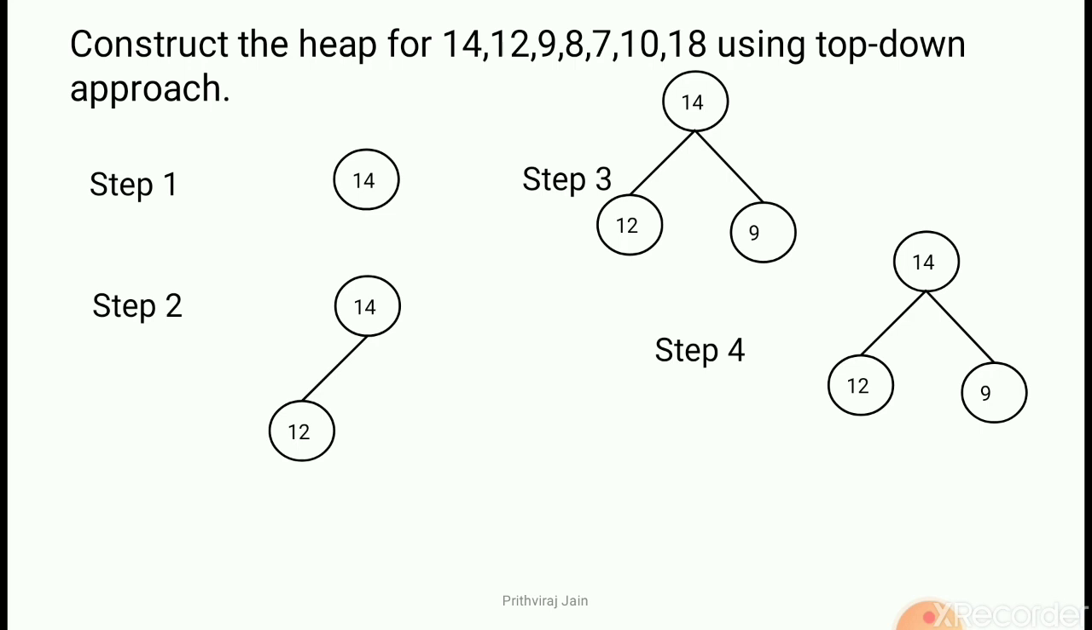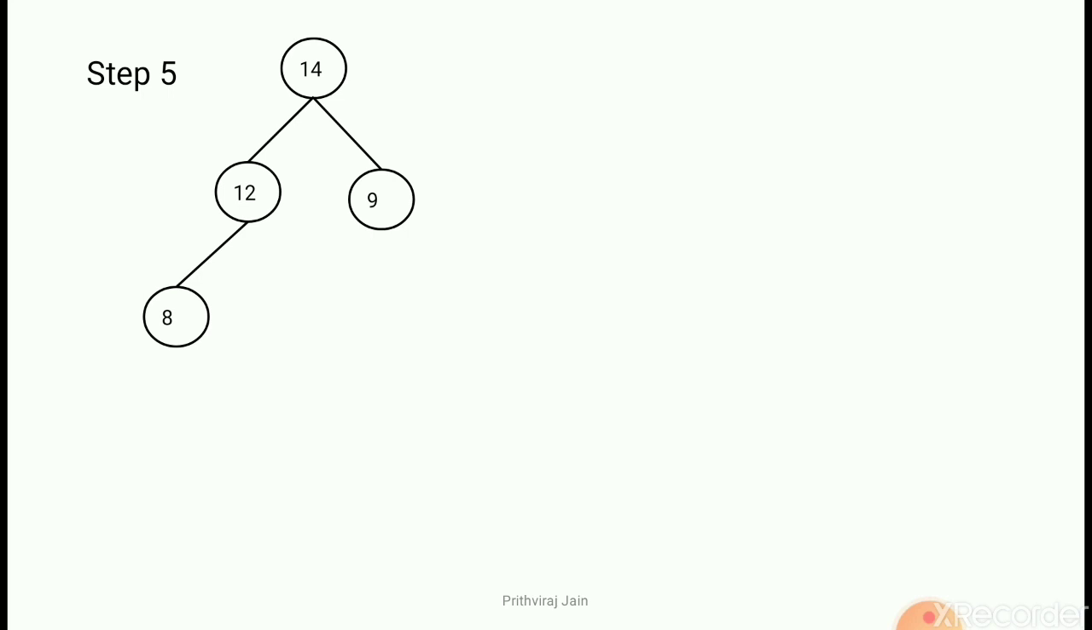In step 4, we insert the next data, that is 8, and 8 will be inserted towards the left subtree of 12. So 8 will be inserted here, and we can see that 8 is smaller than 12. In the fifth step, the next data is 7, and 7 will be inserted to the right subtree of 12, and we make sure that 7 is smaller than 12, because the parent node is 12, which is greater than 7.